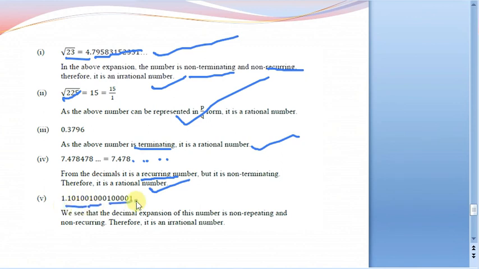But in the last case, it is going to be non-terminating and non-repeating. That means there is no specific block of digits which is repeating. Even if we see 0 1 0 1 are there, but see, it is 1 0, it is 1 0 0, it is 1 0 0 0. So all the blocks are very different here, so that is why it is going to be an irrational number. I hope you understood this particular exercise. So keep reviewing the things. Thank you all.